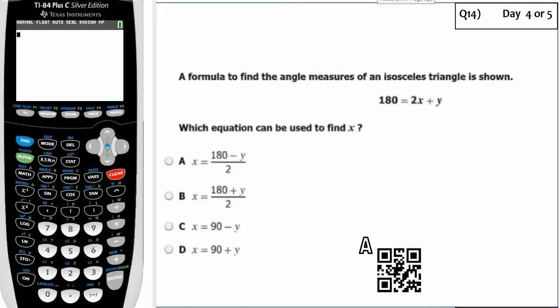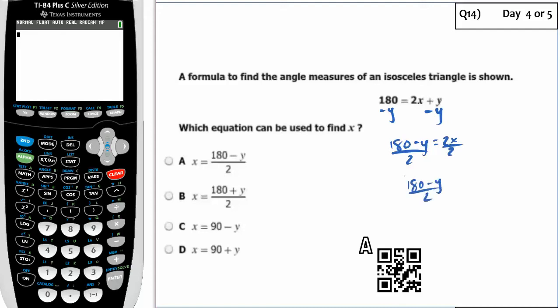Alright, so on question 14, this is going to be a literal equation, and it's basically just asking you to find x's value. So we're going to rewrite this, and we're just going to solve for x. So over here, I'm going to subtract y from both sides. Rewrite everything. I'm going to get 180 minus y equals 2x, and divide everything by 2. When I divide everything by 2, I end up with 180 minus y divided by 2, and this is like the distributive property of 1/2.